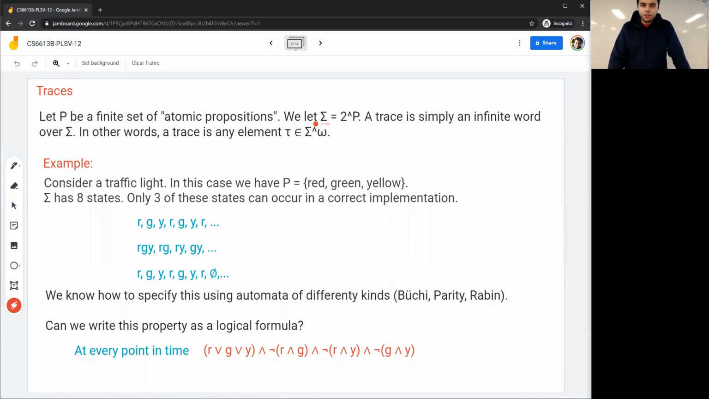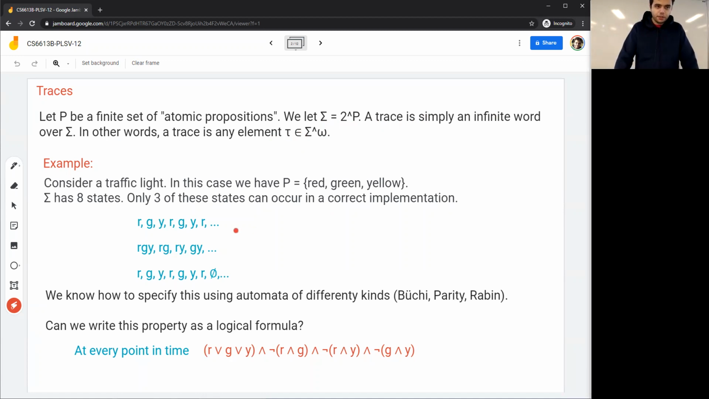So the language that I'm going to use is based on the alphabet sigma. And sigma is basically all subsets of my atomic propositions. The way you can think of this is that if I have a bunch of propositions at a given moment right now, some of them are true and some of them are false, right? So my state right now would be a subset of the propositions that I have. And then I just define one other word, and that's trace. A trace is simply an infinite word over this sigma. So a trace, which I show with tau, is basically any infinite word in sigma omega.